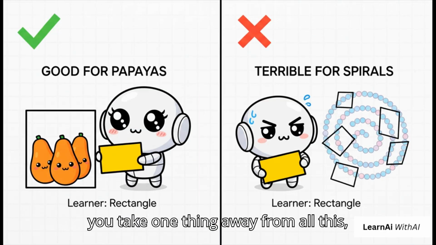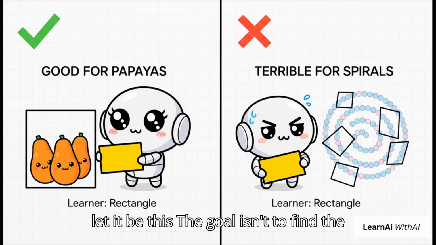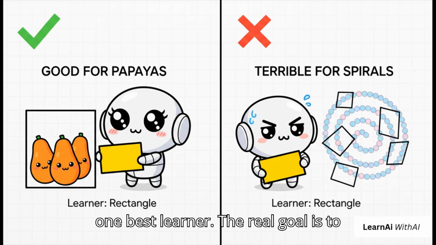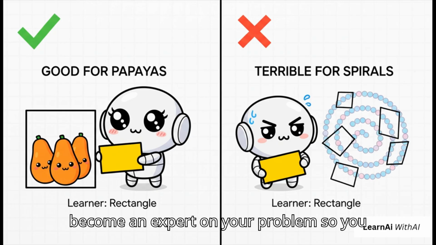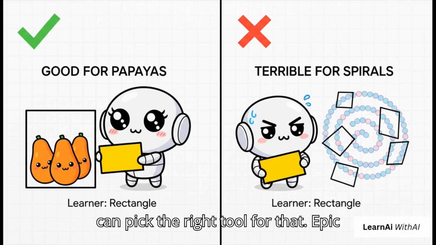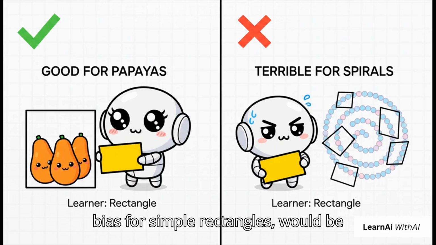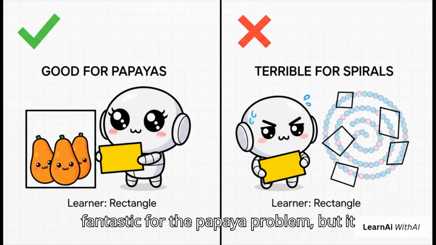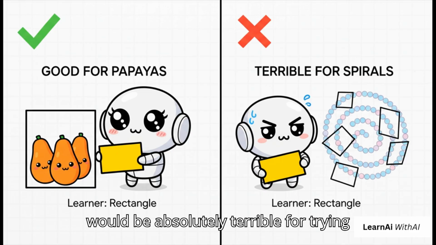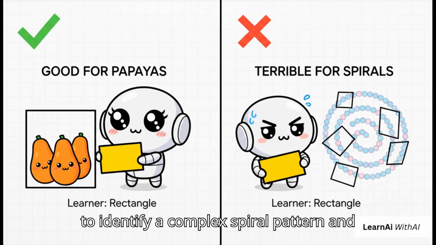So, if you take one thing away from all this, let it be this. The goal isn't to find the one best learner. The real goal is to become an expert on your problem so you can pick the right tool for that specific job. Our little papaya learner, with its bias for simple rectangles, would be fantastic for the papaya problem, but it would be absolutely terrible for trying to identify a complex spiral pattern in data.